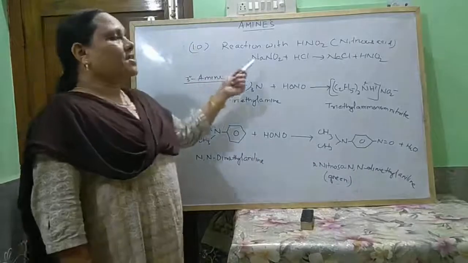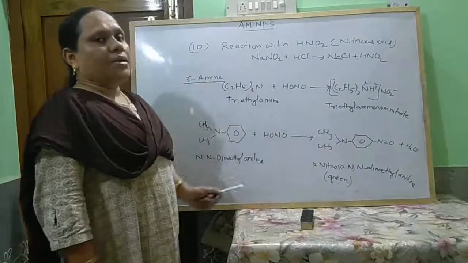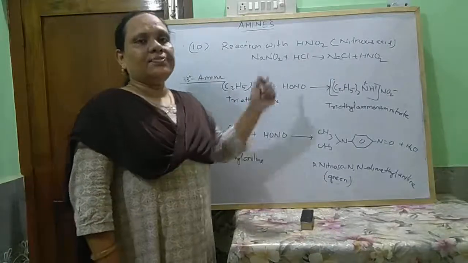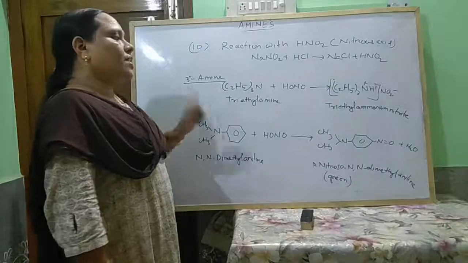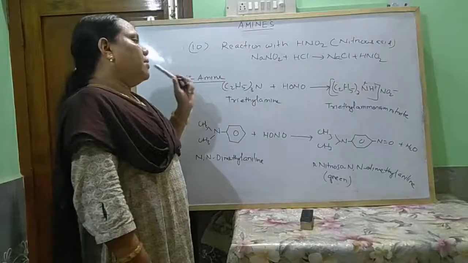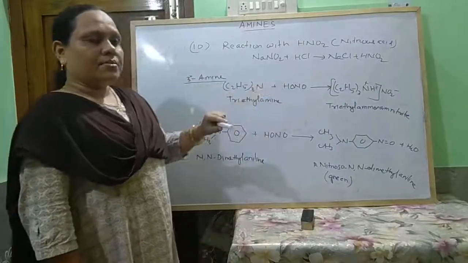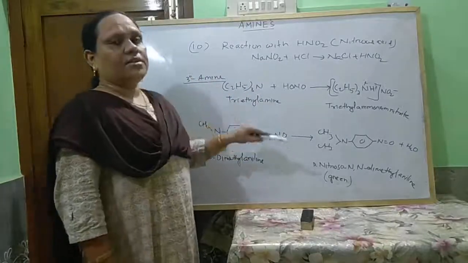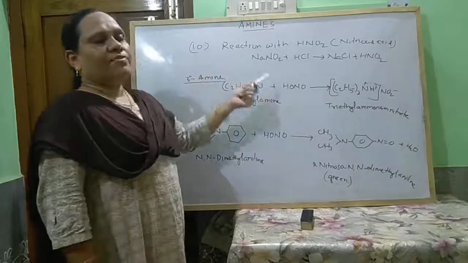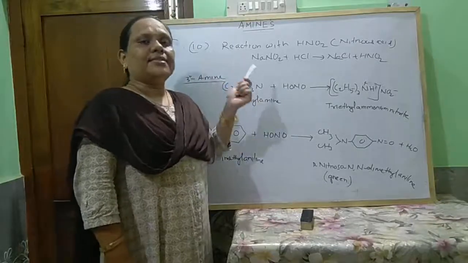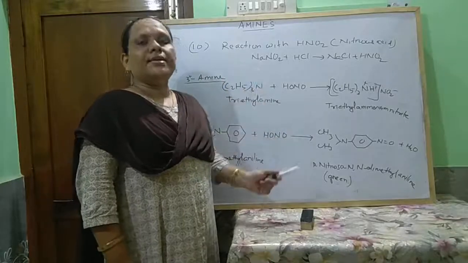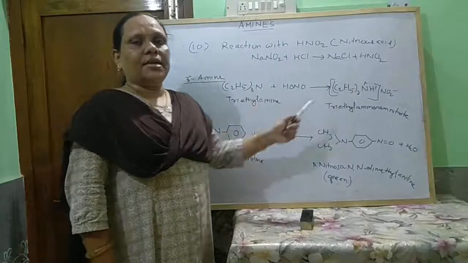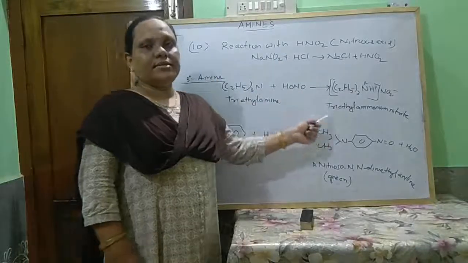In this way, nitrous acid is helpful to distinguish between primary, secondary, tertiary amines in aliphatic as well as in aromatic amines. It is also helpful to distinguish between primary aliphatic and aromatic amine, tertiary aliphatic and tertiary aromatic amine. This is also helpful to distinguish between primary, secondary, tertiary aliphatic amines. First case, it gives nitrogen gas. Second case, it gives yellow liquid. And third case, it gives a salt.